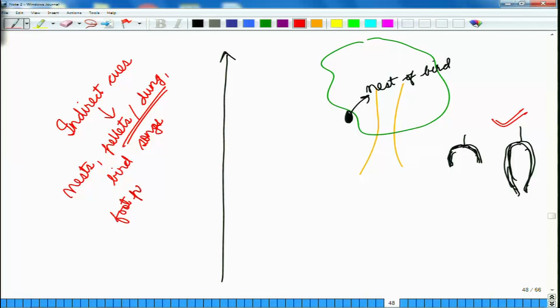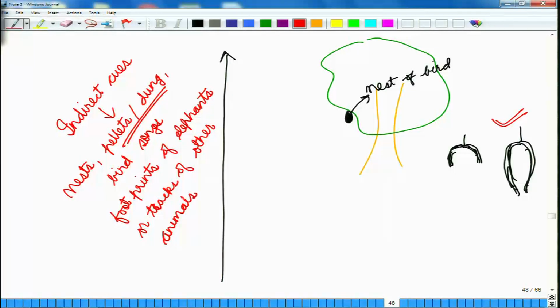So, when you are moving on a transect and you see a line of dung trails, then you can be sure that it was one elephant. But these dung trails could be fresh dung trails, or old dung trails, which can always be made out by looking at the texture of the dung. Also, things like footprints of elephants or tracks of other animals could be used as indirect cues. So, this is also another variant.